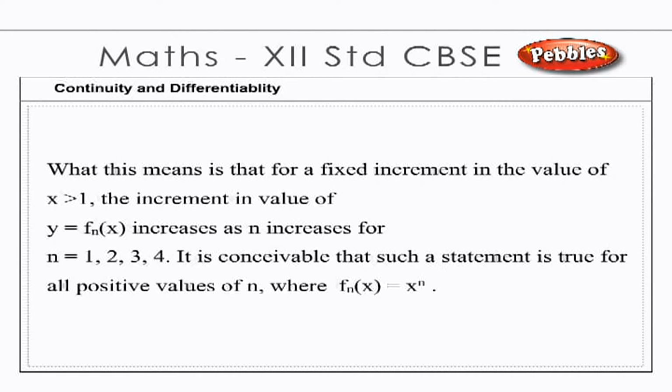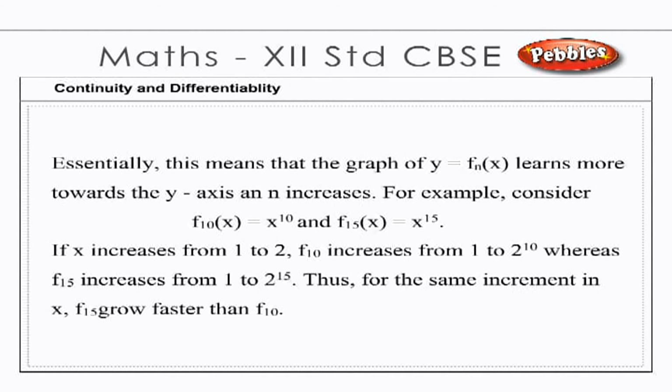What this means is that for a fixed increment in the value of x greater than 1, the increment in value of y = fₙ(x) increases as n increases for n = 1, 2, 3 and 4. It is conceivable that such a statement is true for all positive values of n, where fₙ(x) = xⁿ. Essentially, this means that the graph of y = fₙ(x) leans more towards the y-axis as n increases.